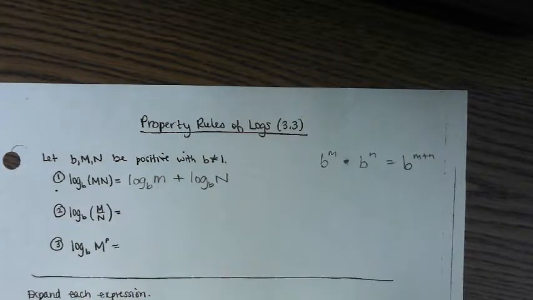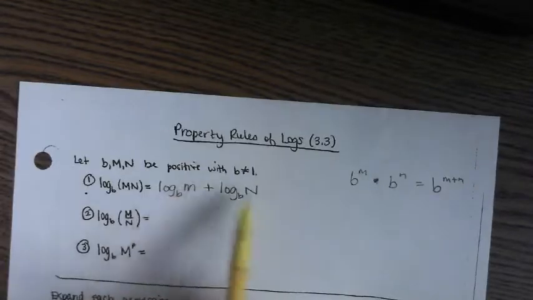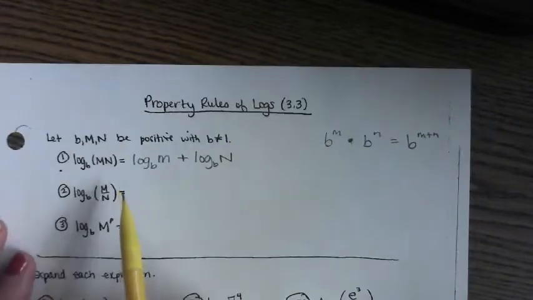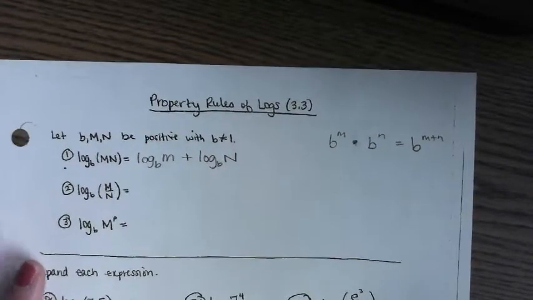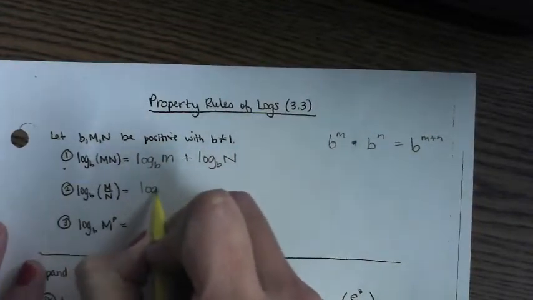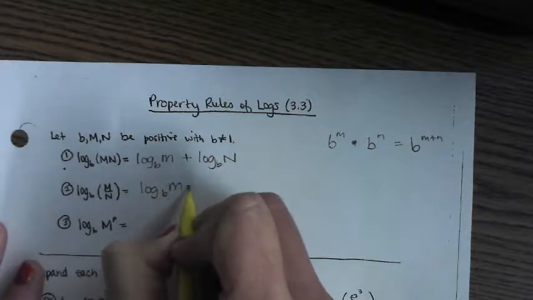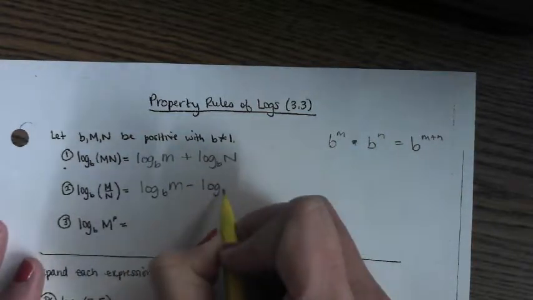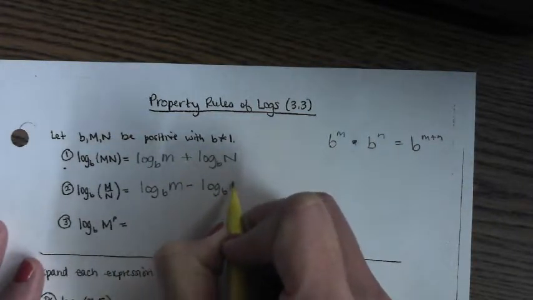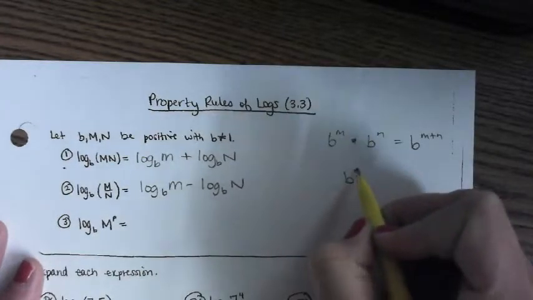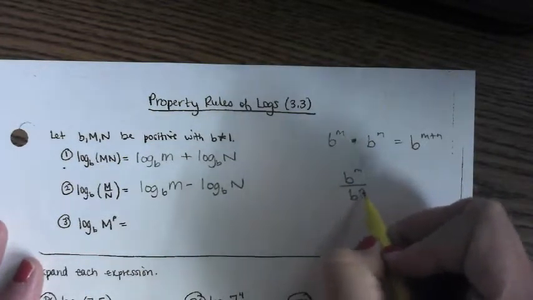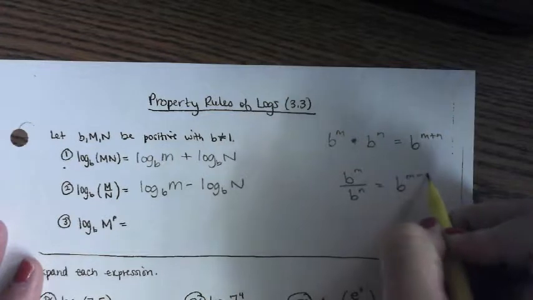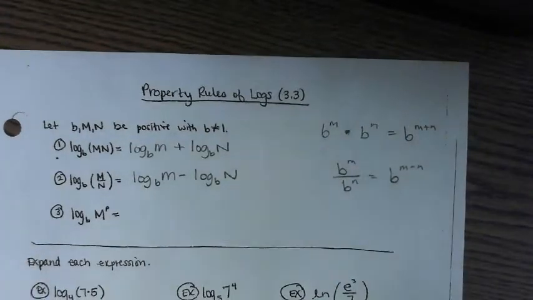Wrapped up in that, the multiplication turns to addition. The division turns to what? Subtraction. Log base b of m minus log base b of n. That sort of piggybacks on the exponent rule we know, where division of common bases turns to subtraction of exponents.